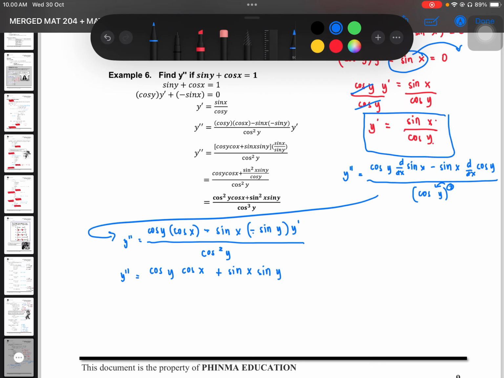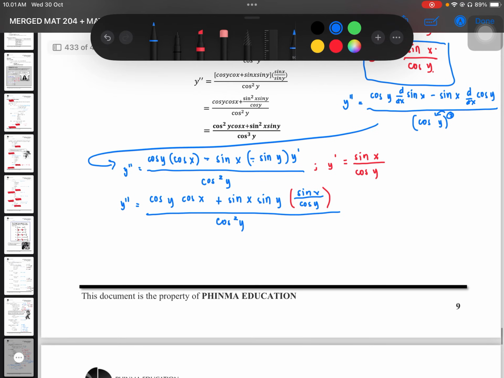So, palitan na natin siya. So, magiging, this one is sine x over cosine y. Okay, so isulat ko dito ha. Where y prime is equal to sine x over cosine y. Yan. So, ito siya. And then, all over cosine squared y. Okay, by simplifying this, okay, simplify lang natin siya.